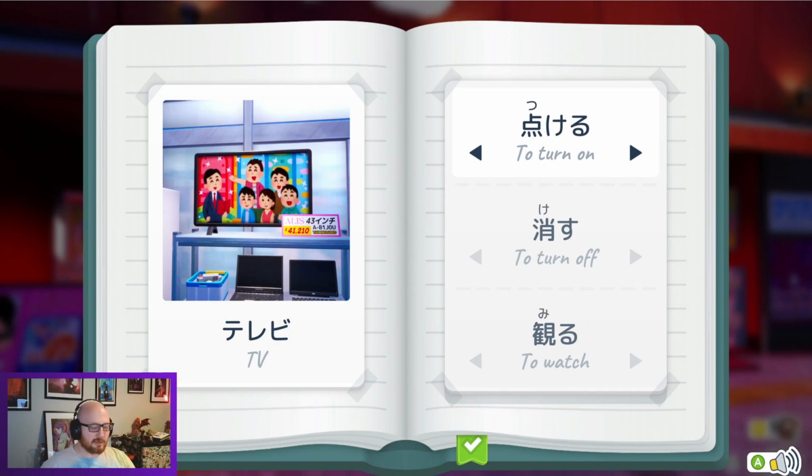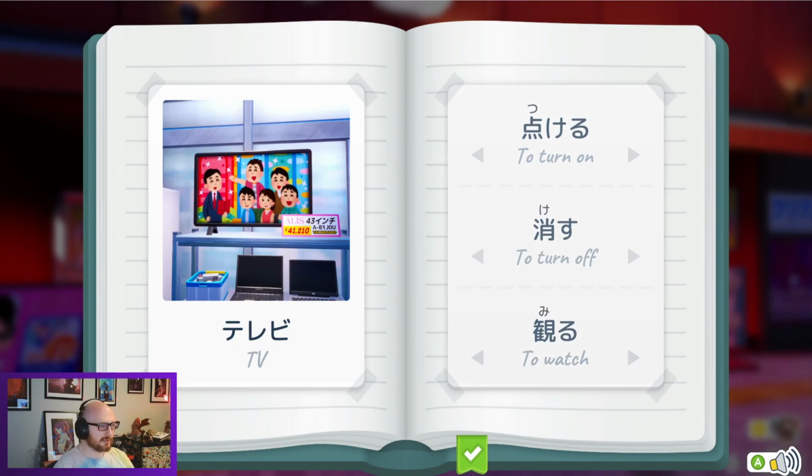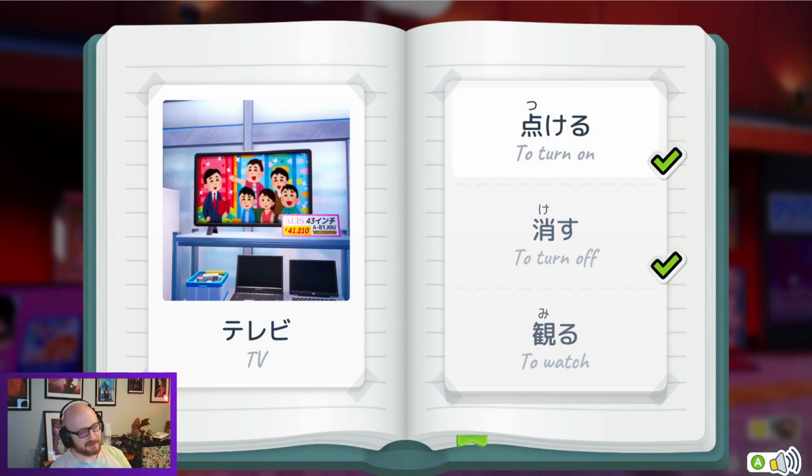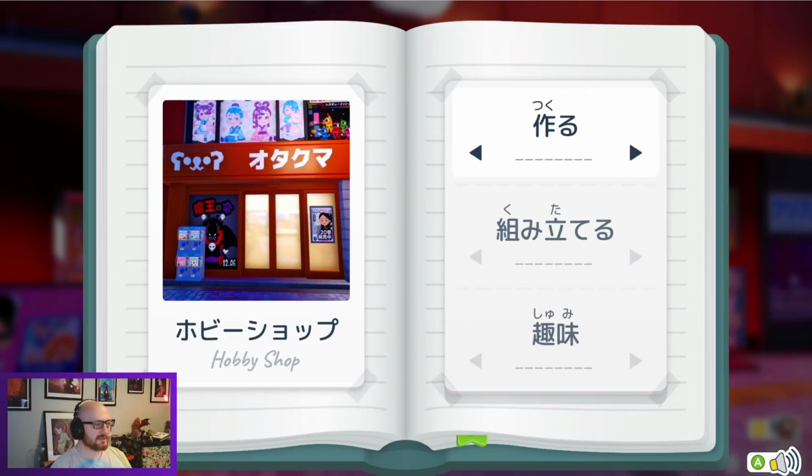Kesu is to turn off. Miru is to watch. So, terebi o tsukeru, turn on the TV. Terebi o miru, watch the TV. Terebi o kesu, turn off the TV. Now, granted, you probably don't need to say terebi each time there, but for the sake of those examples, we will do that. And here we have a hobby shop.